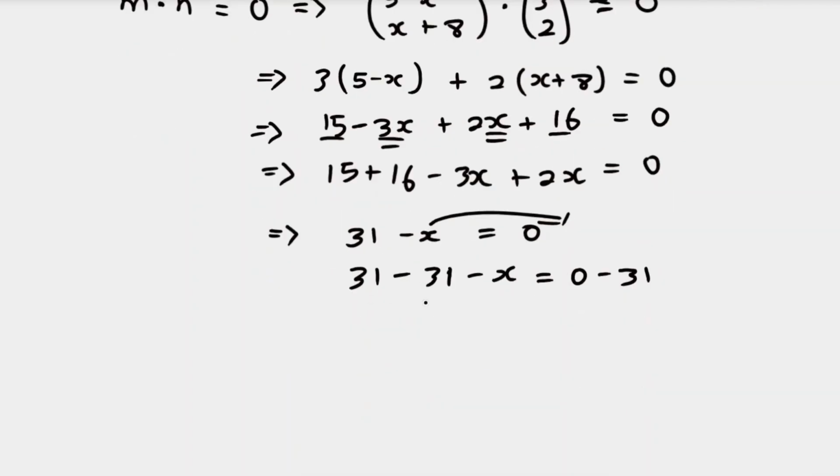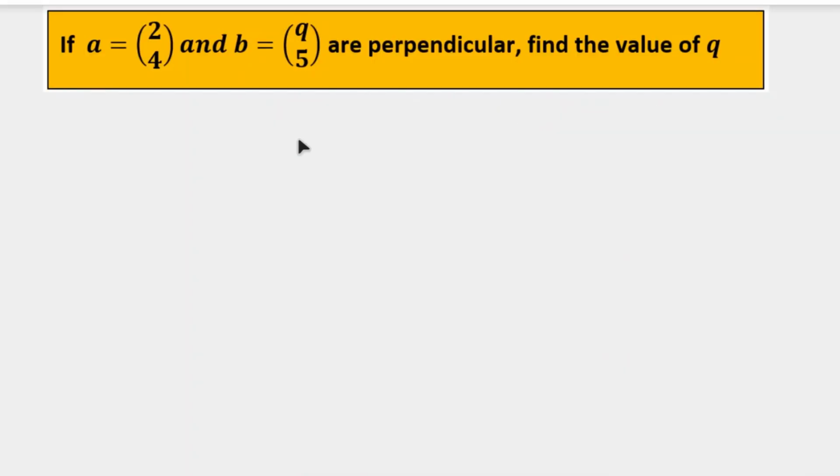So 31 minus 31, we're going to get 0. Now we are left with minus x equal to negative 31. To find x, we just have to divide here by negative 1 and here by negative 1. So the negative will cancel the negative, and we have x equal to 31. So that's the value of x.